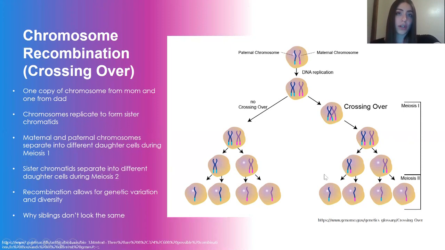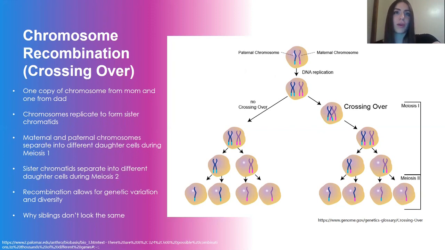This crossing over allows for genetic variation and diversity. It's also why siblings look different. Siblings all have DNA from the same mom and dad, but it's a random combination of which alleles they will get. So I looked up the total possible amount of combinations because each chromosome can contain thousands of different genes.